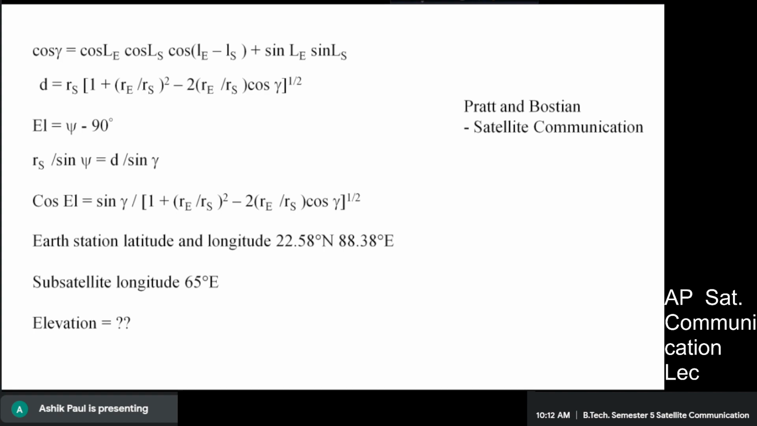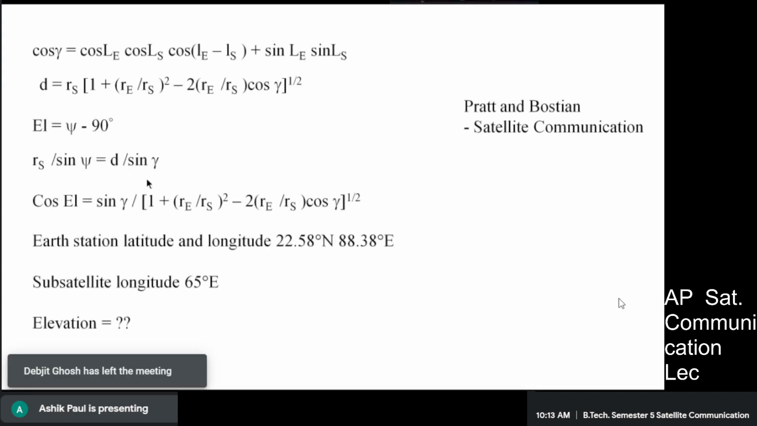Having accepted these processes and equations that we use for calculation of the elevation angle, suppose the Earth station at Kolkata has latitude and longitude of 22.58 degrees north and 88.38 degrees east, and we are trying to track a geostationary satellite having a subsatellite longitude of 65 degrees. Could you please calculate what will be the elevation?